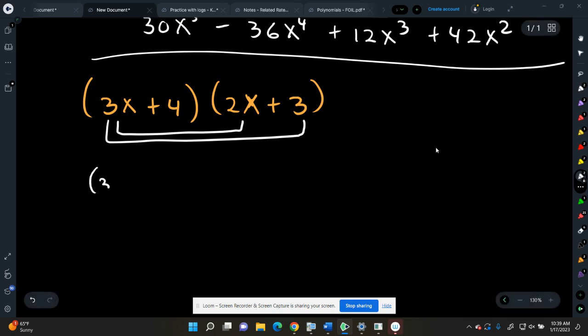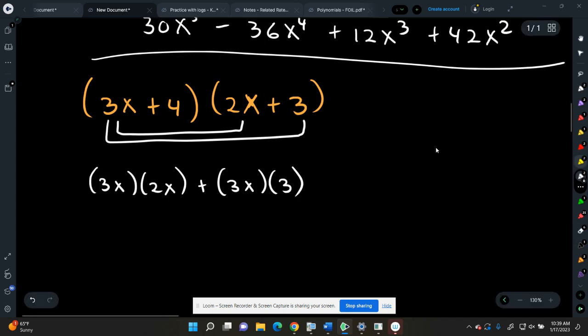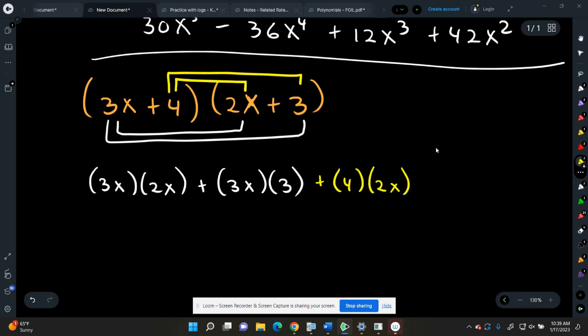So we're going to do 3x times 2x plus 3x times 3. And then we're going to take the other number. We did the 3x, now we're going to work with the 4. So we take the 4 times everything in the other parenthesis. So it'll be plus 4 times 2x plus 4 times 3. So everything that's in the first parenthesis gets multiplied by everything in the second parenthesis.